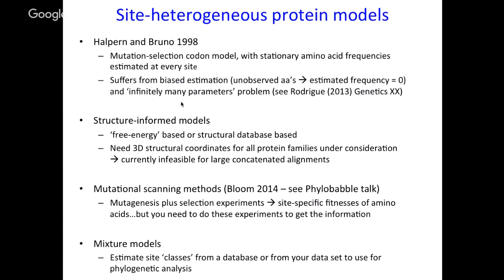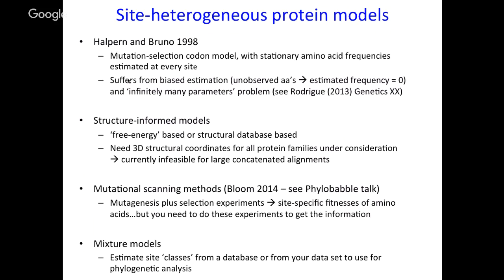Halpern and Bruno did it in a way where they actually parameterized a codon model with amino acid frequencies estimated from every site. And this was a valiant attempt. Unfortunately, it showed some serious problems. That is, as you add sites, you're also adding 19 parameters for every site. That is, the stationary amino acid frequencies are parameters. So you're never getting more and more data to estimate the same number of parameters. And it has this infinitely many parameters type problem.